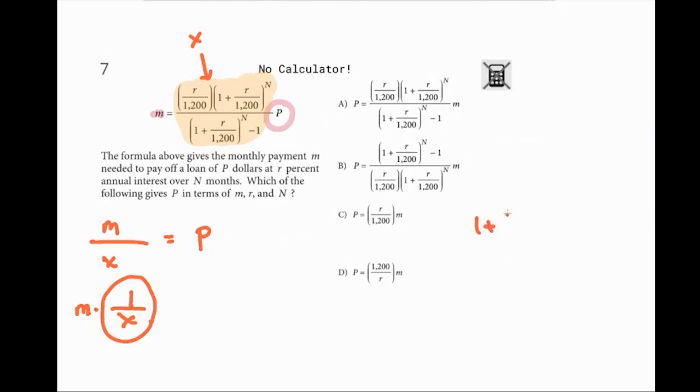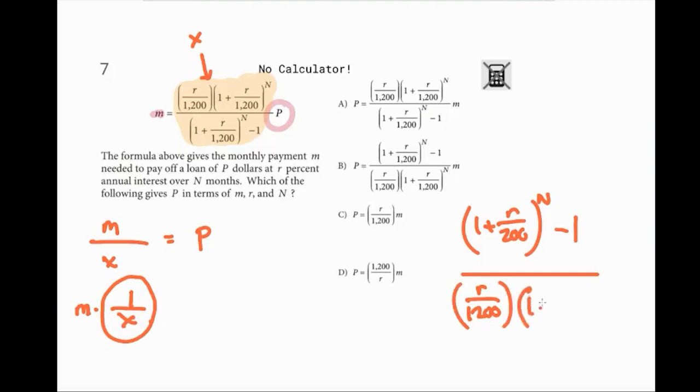So it's going to end up being 1 plus R over 1200 to the N minus 1 on top, divided by R over 1200 times 1 plus R over 1200 to the N. Okay, so basically what you can do is multiply by the reciprocal.